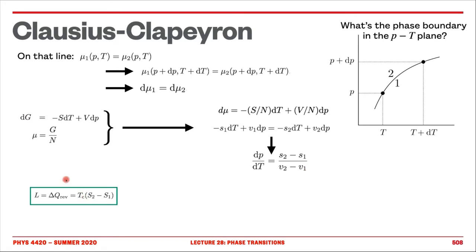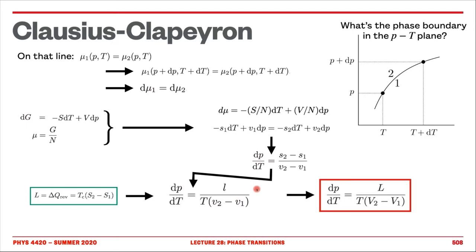Let's try to remember again the definition of the latent heat, which is the temperature, the critical point, multiplied by the change in entropy. I can combine these two results to write that dp over dt is going to be simply, we replace s2 minus s1 by l over t, so l over t. And here I have a lowercase l, which is the latent heat per particle. Now I can go back to working across the system by multiplying by n, and I end up with dp over dt equal to l over t times v2 minus v1. This is a very important result.